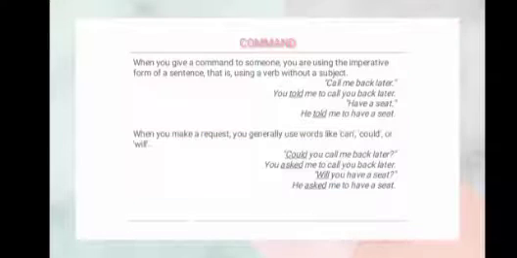Next, command. When you give a command to someone, you are using the imperative form of a sentence, which uses a verb without a subject. Example, call me back later. And indirect speech, you told me to call you back later.